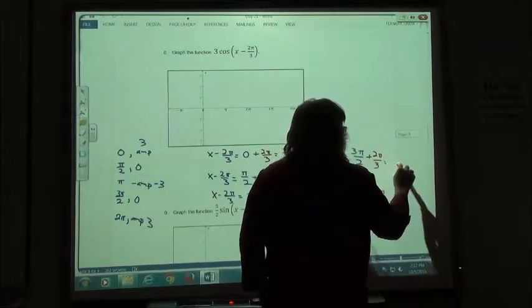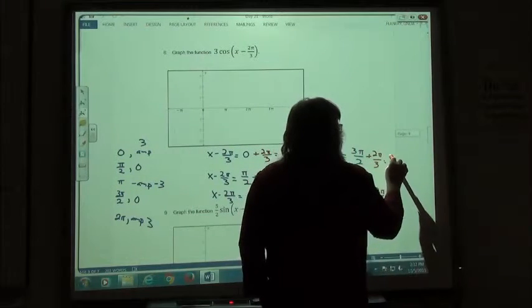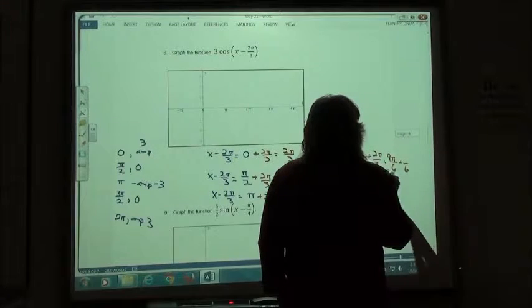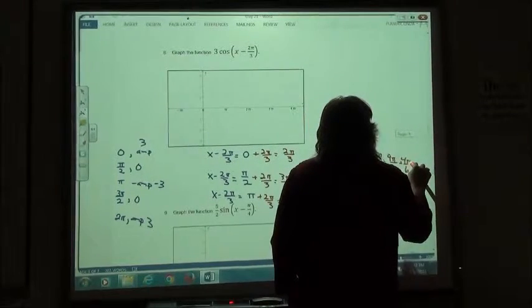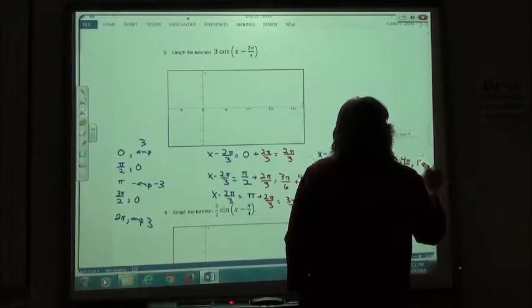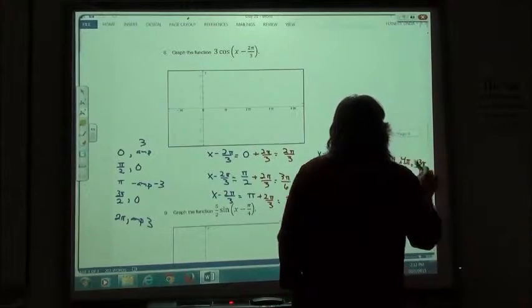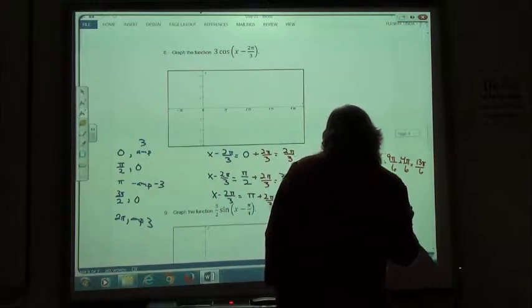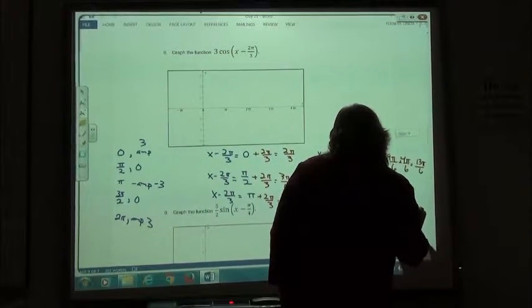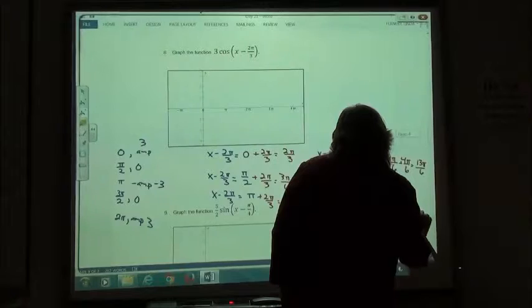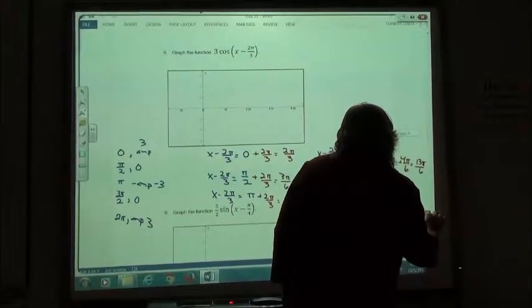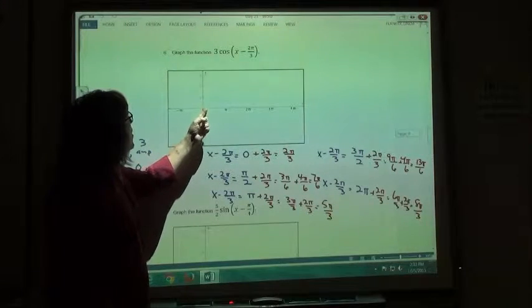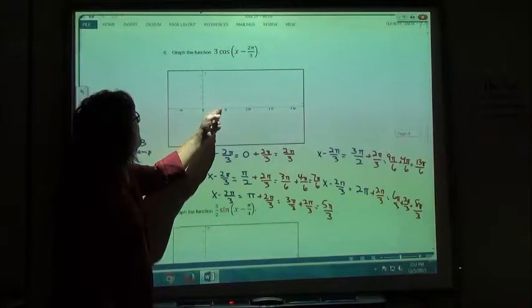Here again I'm going to go over 6. 2 goes in there 3 times, so 9. 3 goes in there 2 times, so 4. 9 plus 4 gives me 13 pi over 6. And then here I'm going to go over 3, so 6 pi over 3 plus 2 pi over 3 is 8 pi over 3.